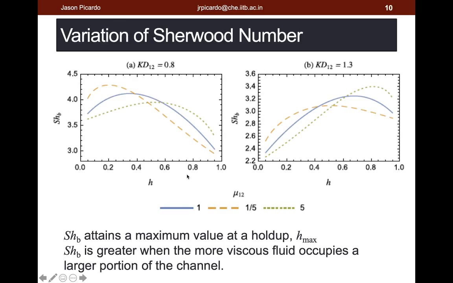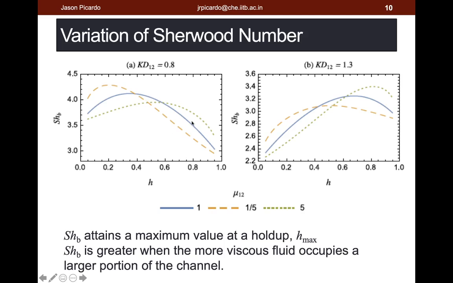So here I am plotting it relative to h, which is the relative height of the two phases, or the hold up. Right? So it's the relative thickness of the two phases in flow. I can vary this by varying the relative flow rates of the two phases. And you see, as I vary h, the mass transfer coefficient attains an optimum at some point.